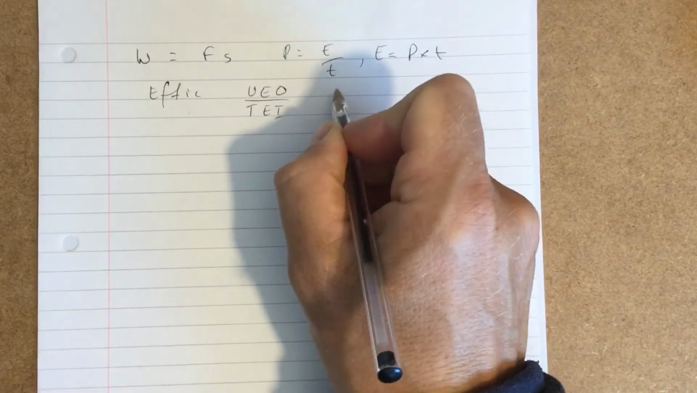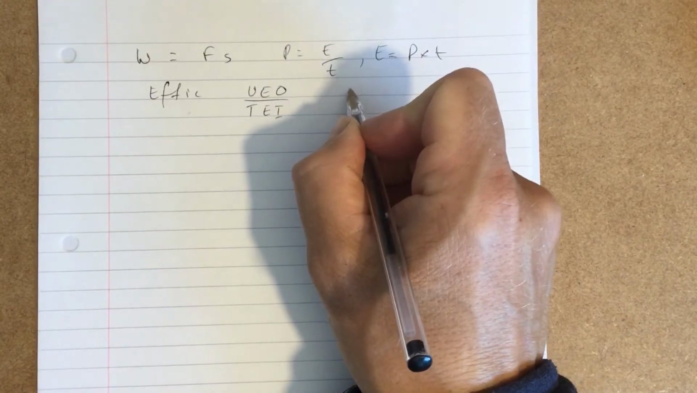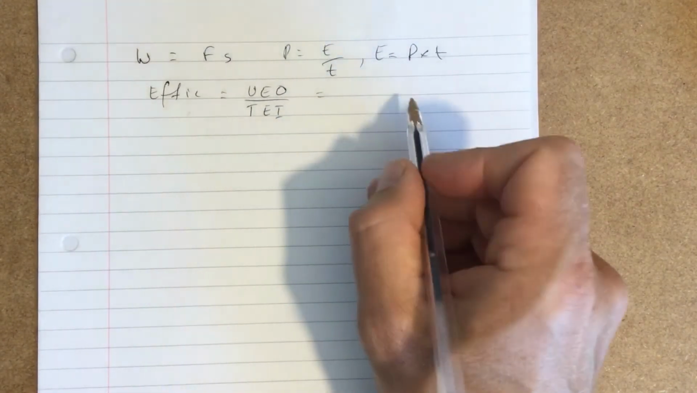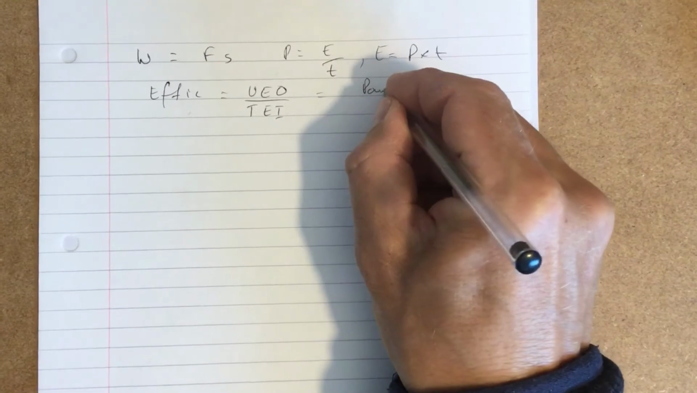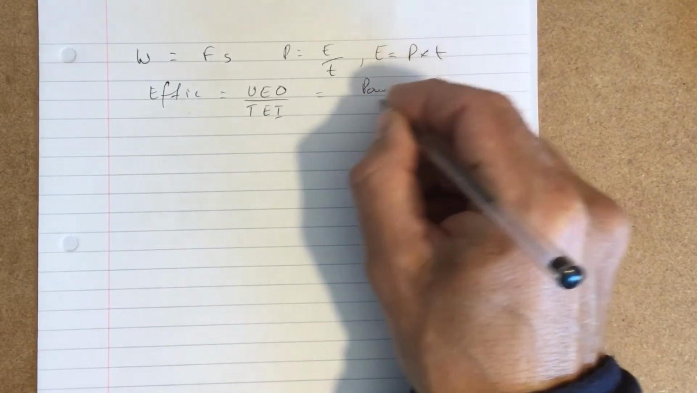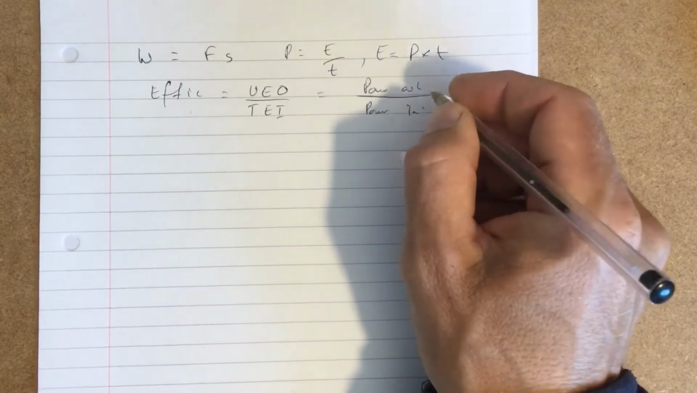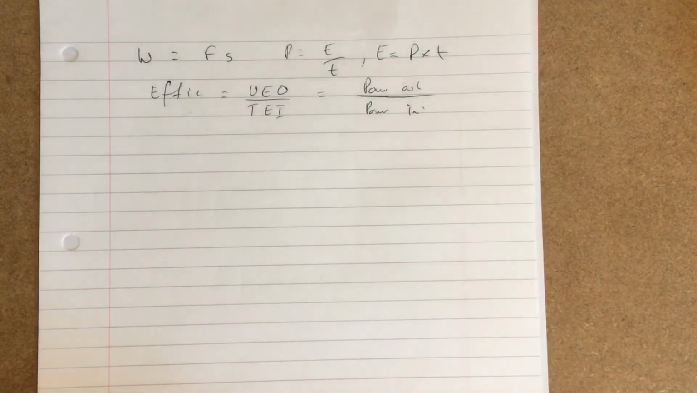That's also applicable for power. It can be power output over power input. Useful power out over power in. So we've got those things, and those are the things you need to remember.